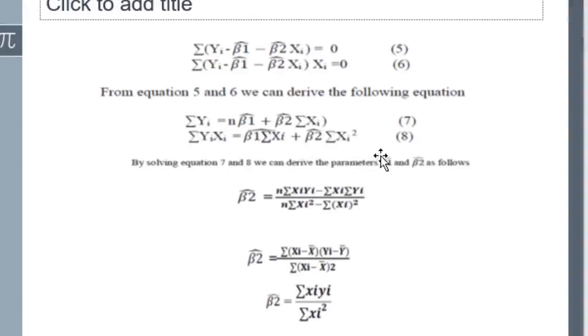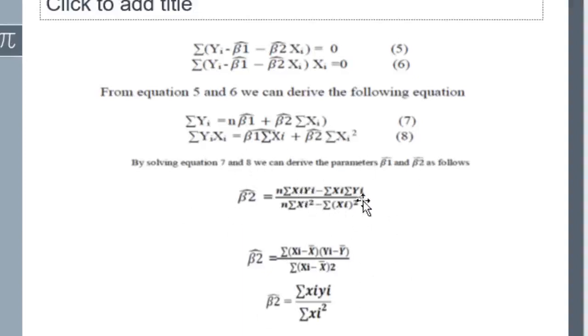After solving these two equations, we can derive the parameters beta 1 cap and beta 2 cap. The value of beta 2 cap derived from these equations can be written as n into sigma xi yi minus sigma xi into sigma yi, divided by n into sigma xi square minus sigma xi the whole square. This is in capital form.